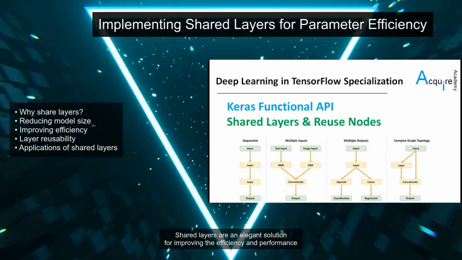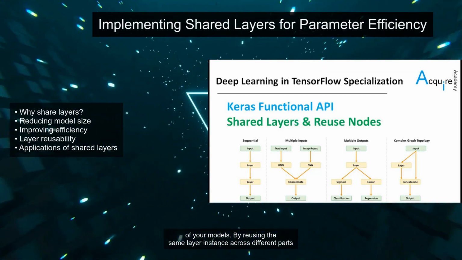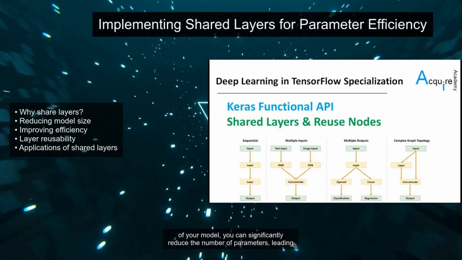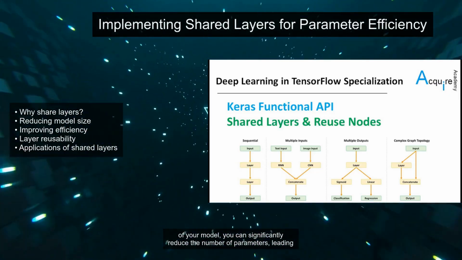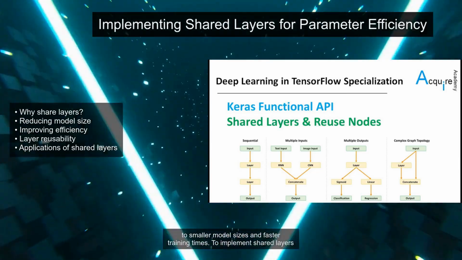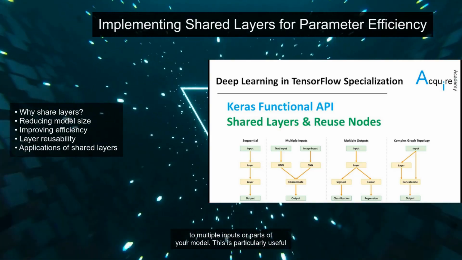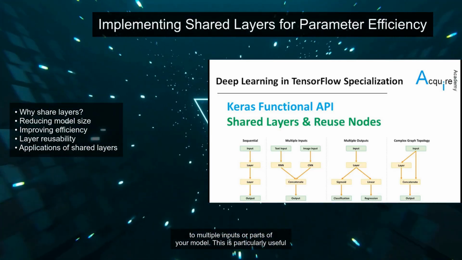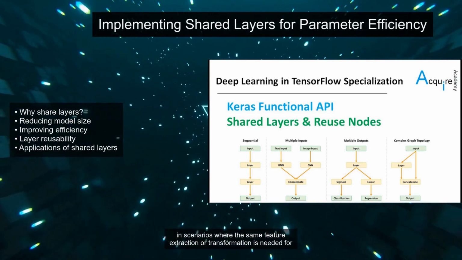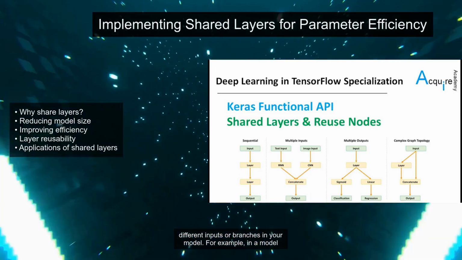Shared layers are an elegant solution for improving the efficiency and performance of your models. By reusing the same layer instance across different parts of your model, you can significantly reduce the number of parameters, leading to smaller model sizes and faster training times. To implement shared layers using the Keras Functional API, define a layer once and apply it to multiple inputs or parts of your model. This is particularly useful in scenarios where the same feature extraction or transformation is needed for different inputs or branches in your model.